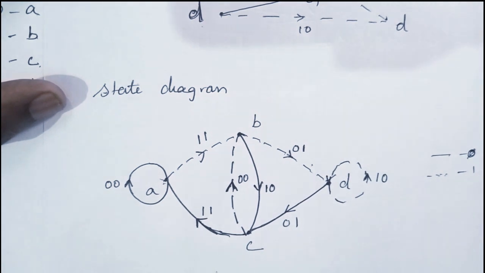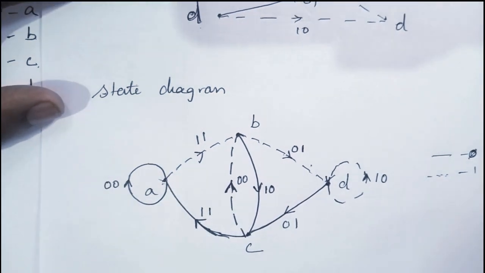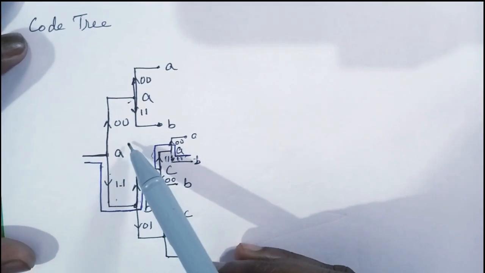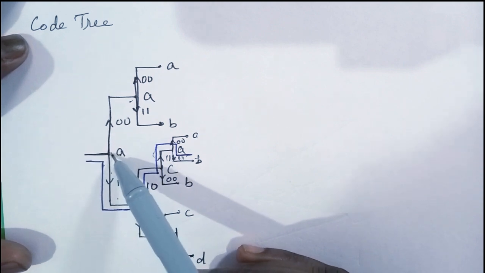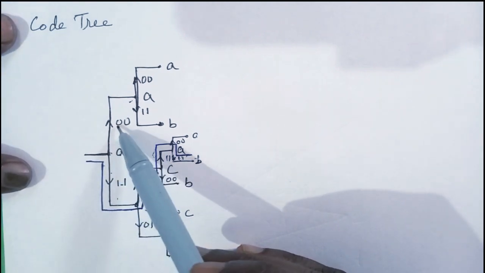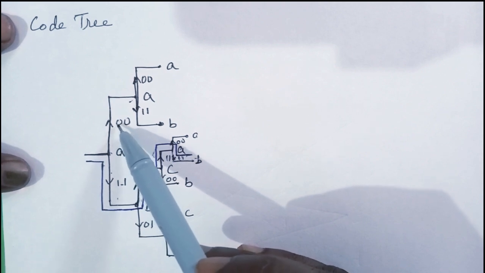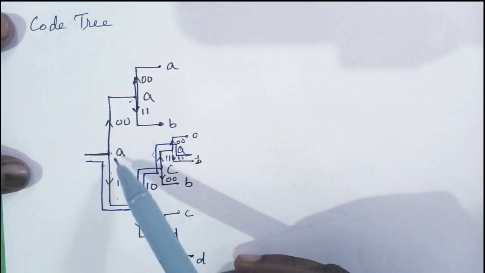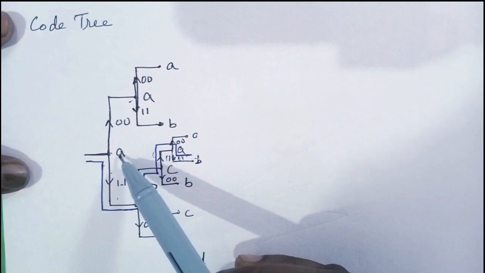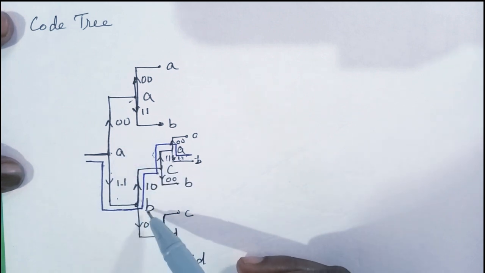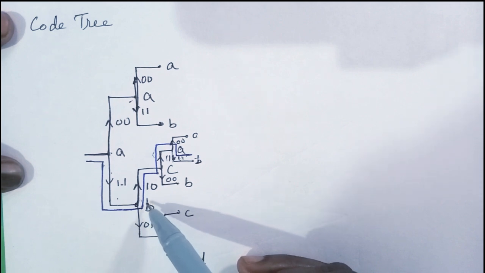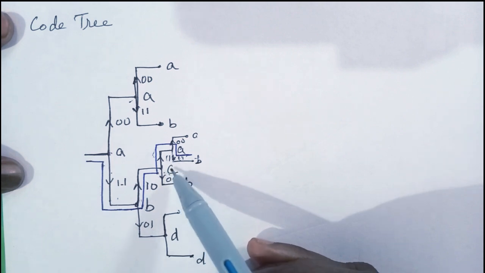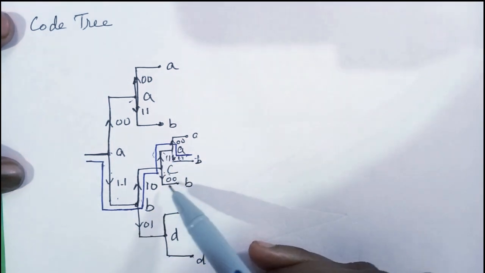Then, followed by this, we have the last one, the code tree, which I have explained to you. Let's start from the first state A. The upward direction is for input bit 0, and the downward direction is for input bit 1. From current state A, input bit 1 gives B. Again from B, what is the condition for 0 and 1? There is C and D. From C again, what is the condition for 0 and 1.